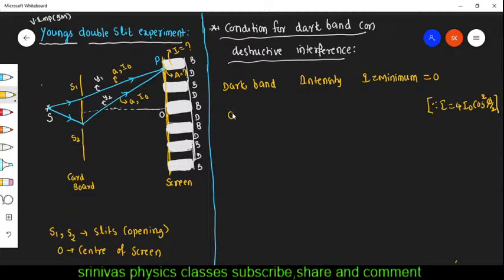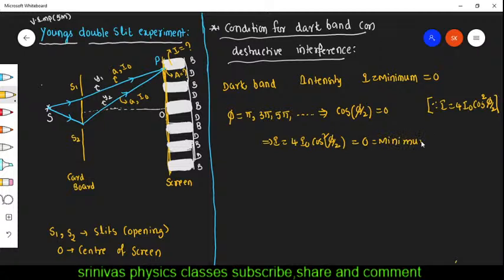If you substitute the values pi, 3 pi, 5 pi and so on, for all these values you will get cos phi by 2 as 0. If cos phi by 2 is 0, then from I is equal to 4 I naught cos square phi by 2, intensity is 0, minimum. Intensity minimum means the dark band will form. This is the condition for the dark band. Then we can generalize that.